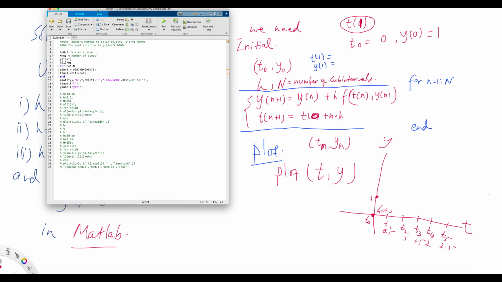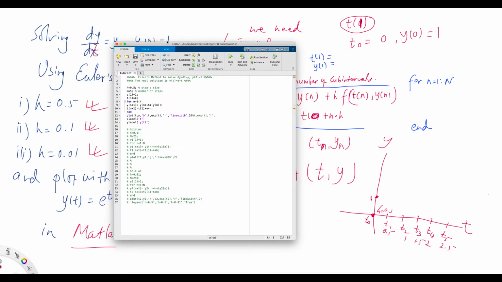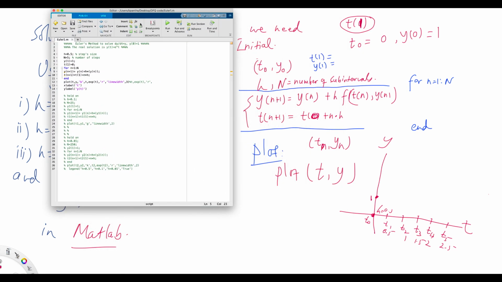dy over dx is y. You see that here? dy over dx is y there, right? So that is f, because the formula is h times f of tn and yn, but f is just y, that's why I wrote yn, okay? Instead of writing a subscript, we are writing inside the parenthesis here, okay? And then tn plus 1 is t1 plus n times h.